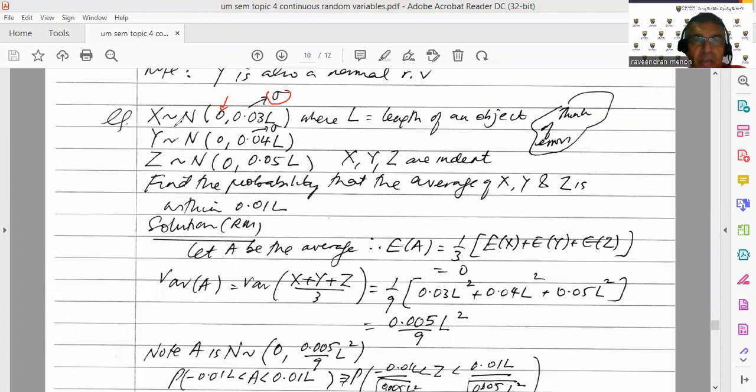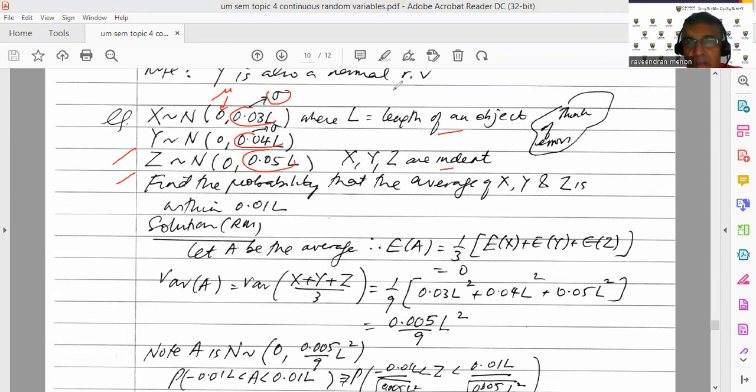What is given? X is normal with mean mu and standard deviation 0.03 L. L is the length of an object, never mind about that. Y is normal with mean 0 and 0.04 L. And Z is normal with mean 0 and 0.05 L. Again, X, Y, and Z are all normal random variables with means 0 and standard deviation 0.03 L, standard deviation 0.04 L, and standard deviation 0.05 L. These are all standard deviations, so be careful about that. That's why I wrote sigma, okay? X, Y, and Z are independent.